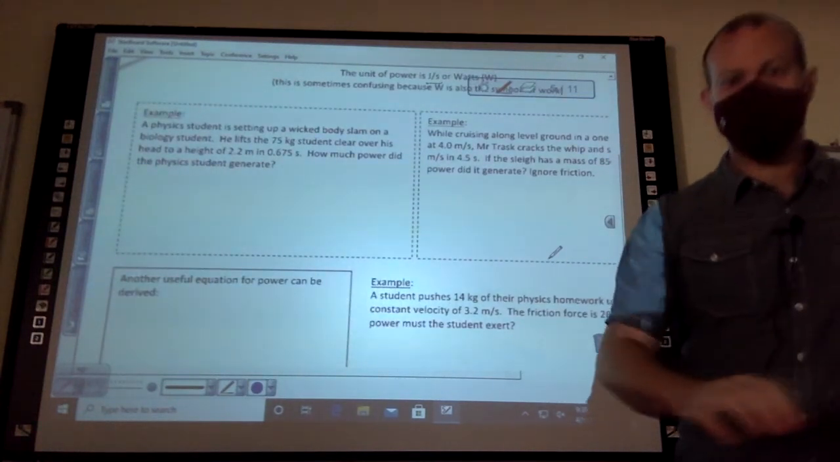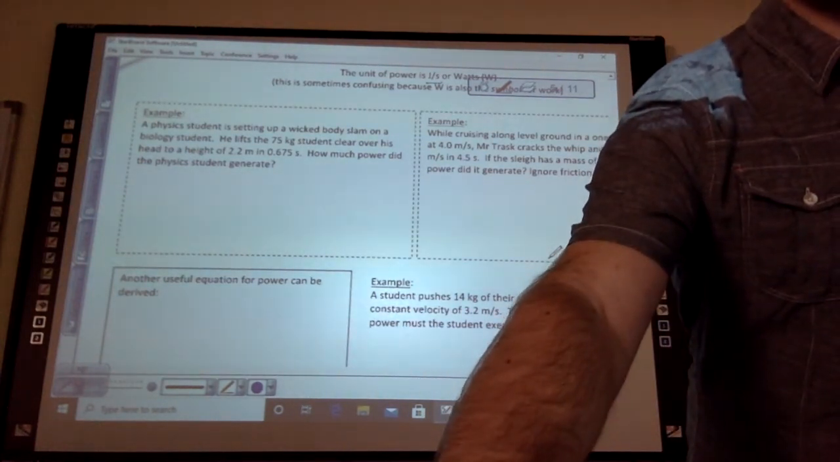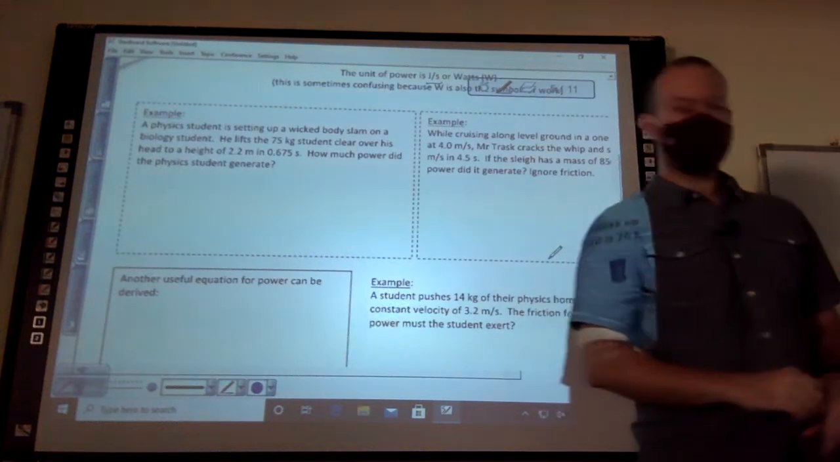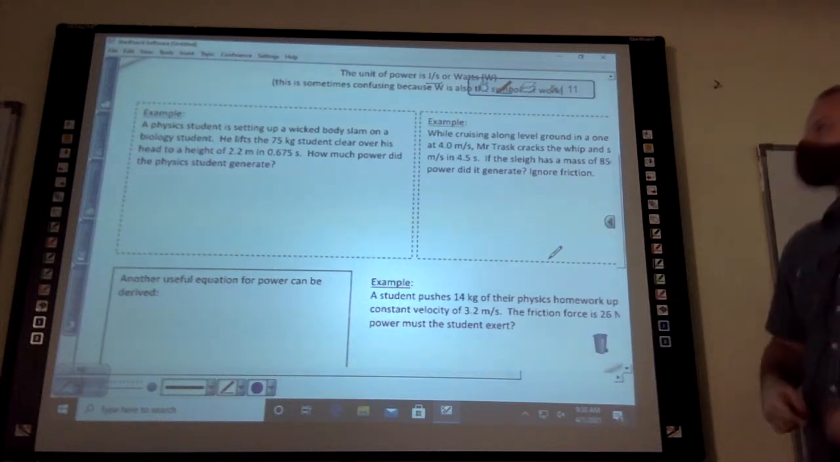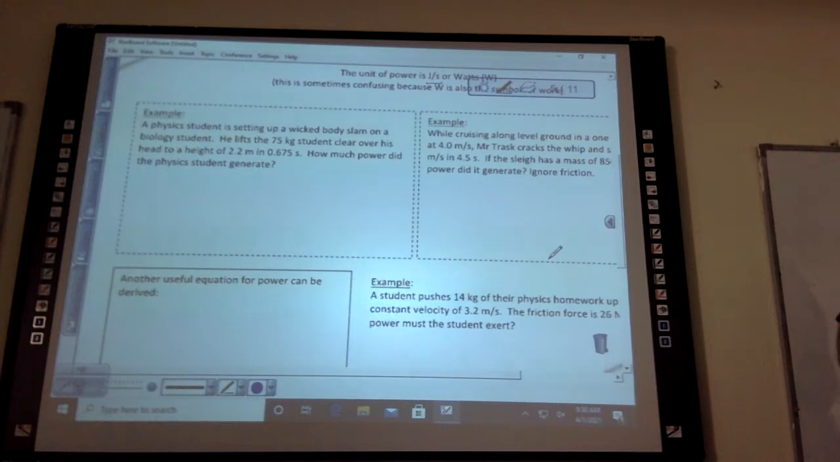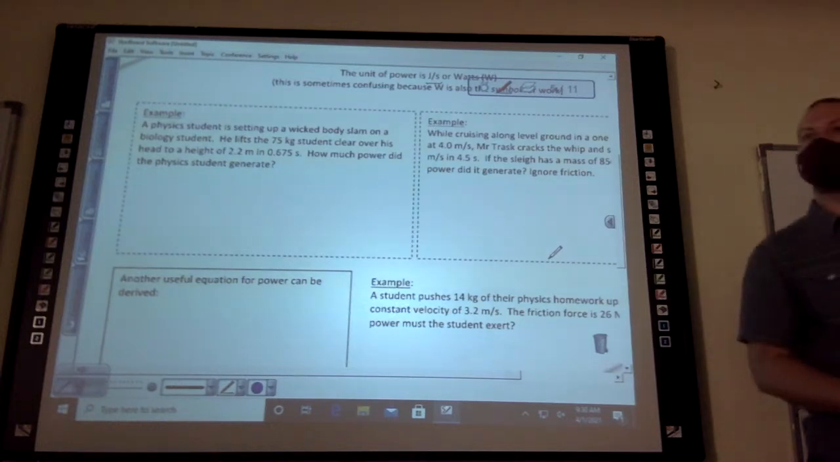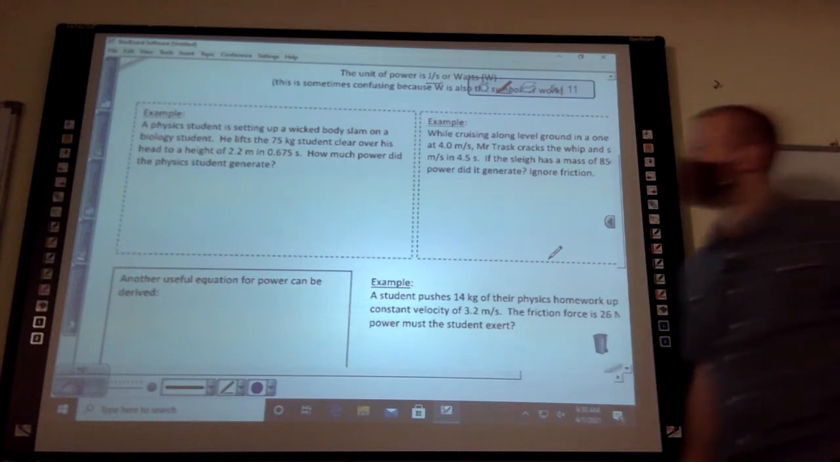So continuing on with this, here's an example. Like I said, this set of notes was not made by me, and they're apparently not a huge fan of biology students. So we've got a physics student who's setting up a body slam on a biology student. He's lifting up the student over his head to a height of 2.2 meters in a given time. We want to know how much power did the physics student generate when they lifted this student above their head.